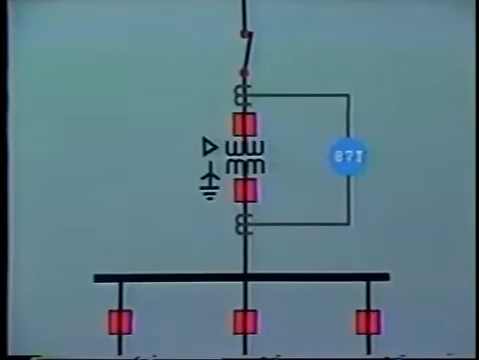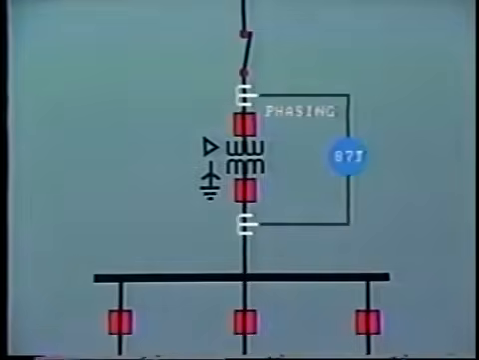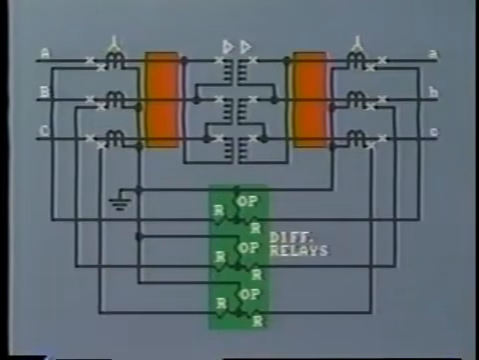Let's move on now to look at CT connections. The differential protection must compensate for any shift in phase across the transformer. This is achieved by careful connection of the CT secondaries. This action is known as phasing. If the transformer is connected delta on both primary and secondary sides, then we will normally use Y-connected CTs on both sides, as there is no 30-degree shift to correct.